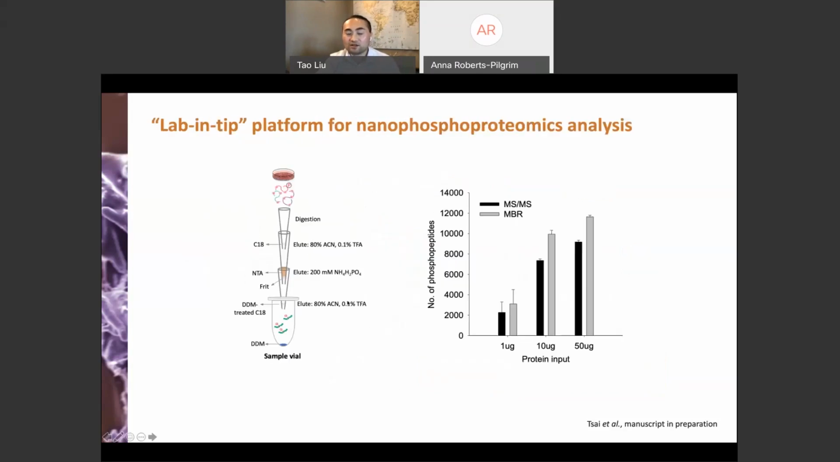One way to further improve this, obviously, is to improve the upfront sample processing in terms of sensitivity. What we did here is what we call lab in tip. Basically, you try to do everything in tandem in tips, and in doing so, you minimize sample transfer to increase overall sensitivity. And what we can see here, getting down to 1 microgram of input protein, we can still identify about 2,000 phosphopeptides using just MS-based identification.